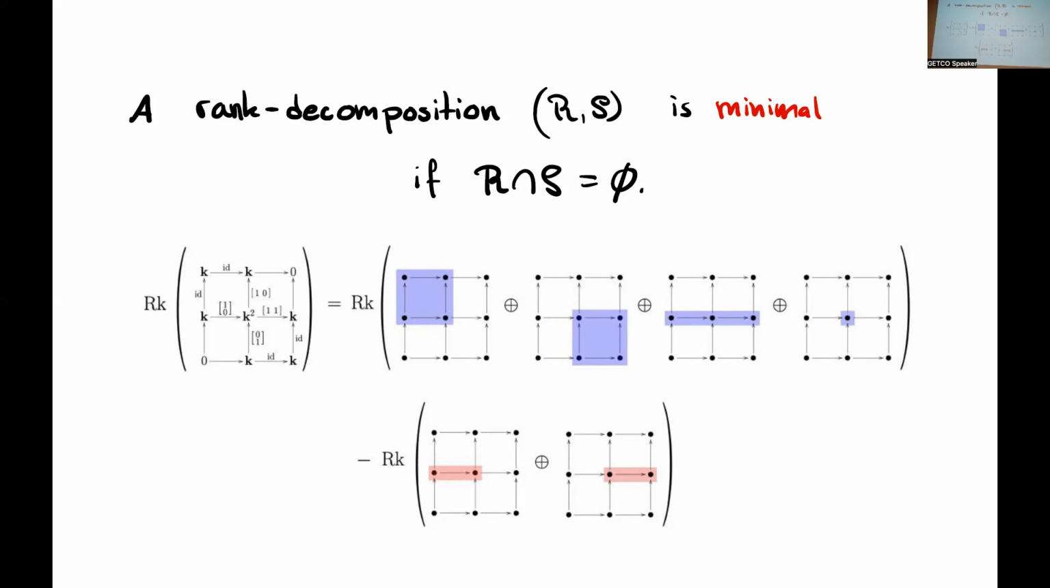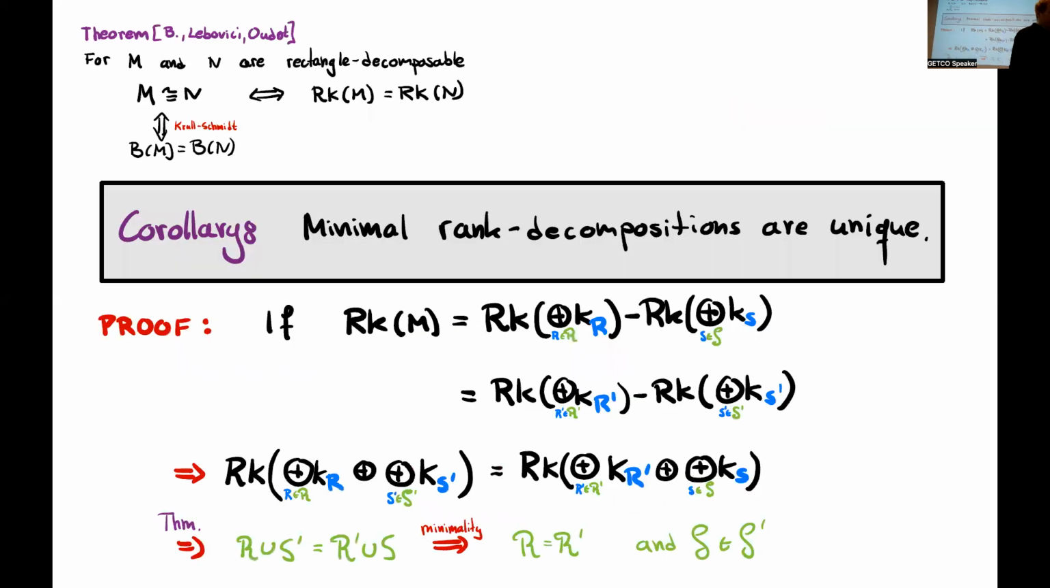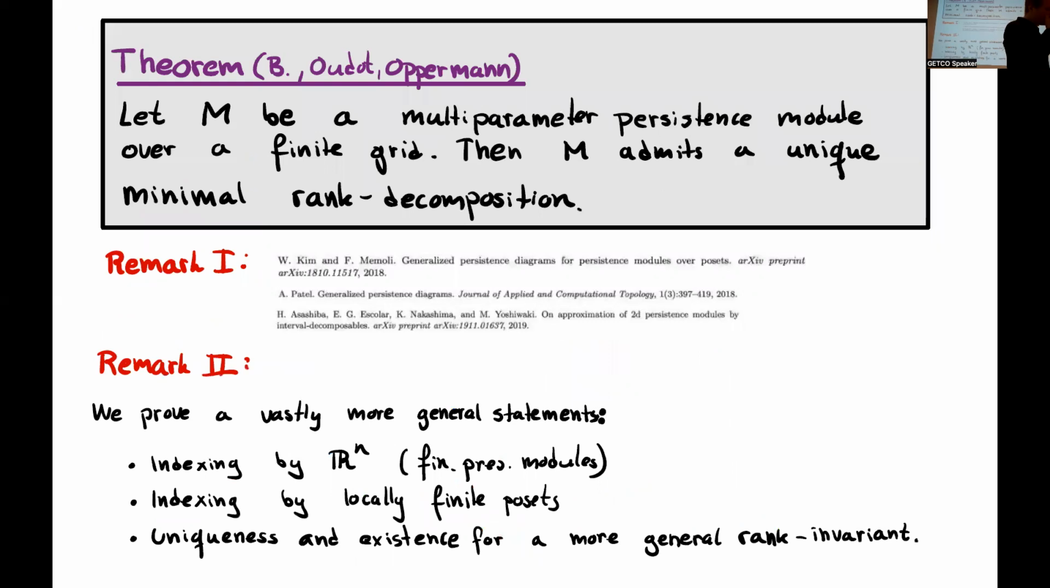Okay. So we're going to assume that the intersection between the two is the empty set, because only then can we get uniqueness. This I'm going to skip. And here is our theorem, which says that if you have a multiparameter persistence module over a finite grid, then M admits a unique minimal rank decomposition.